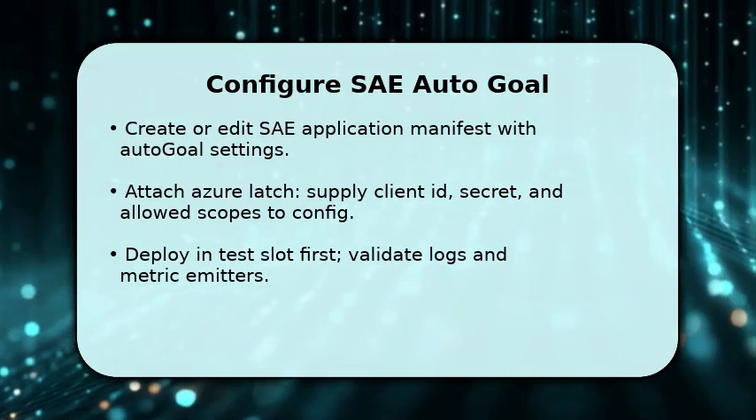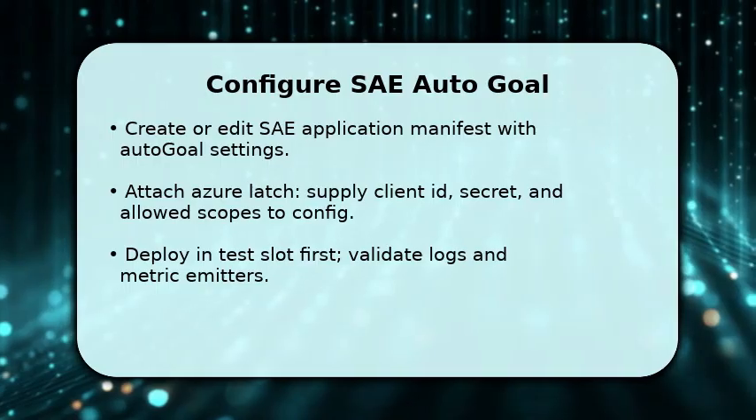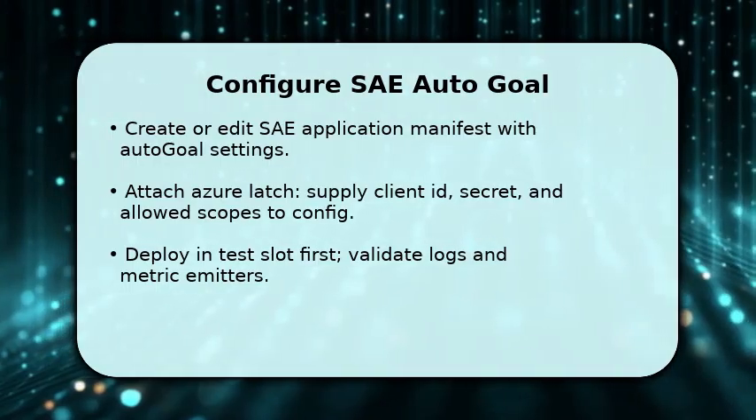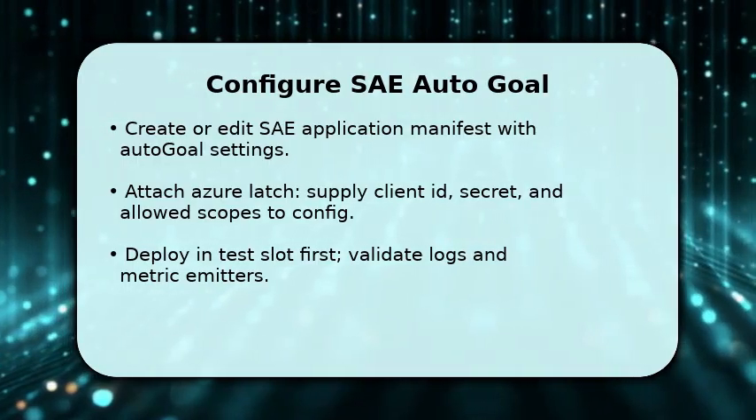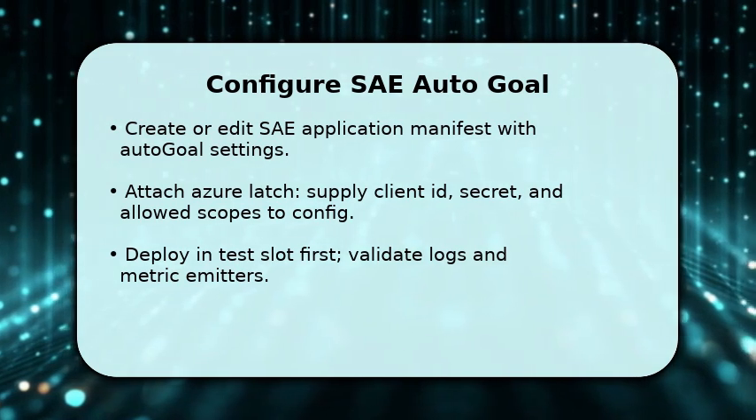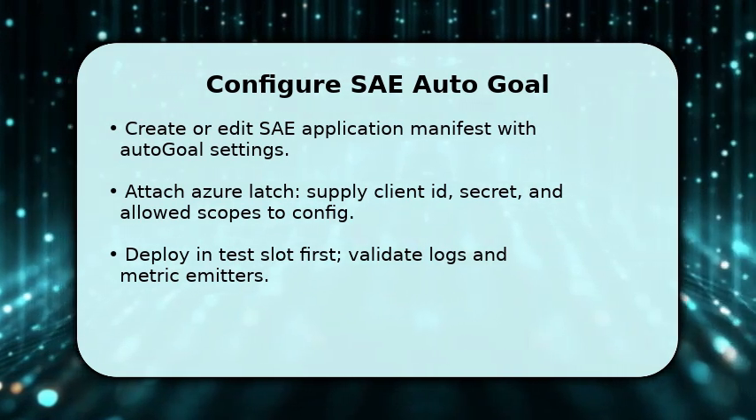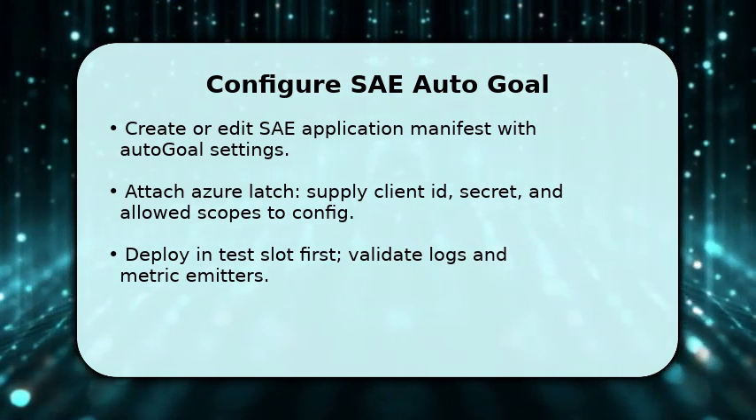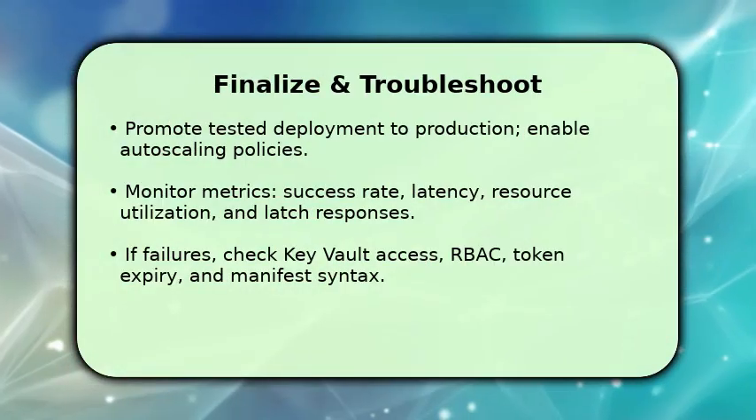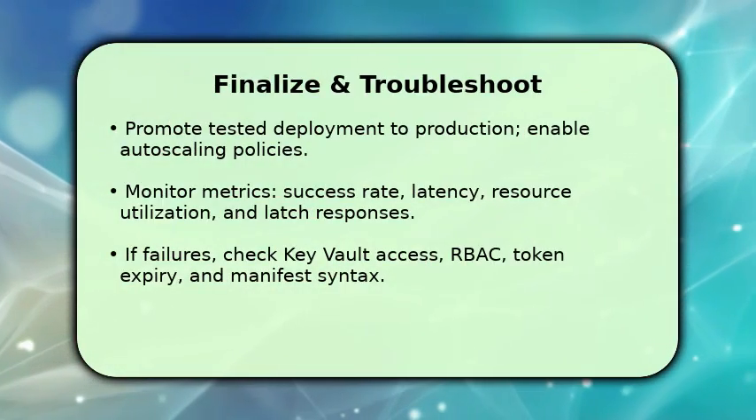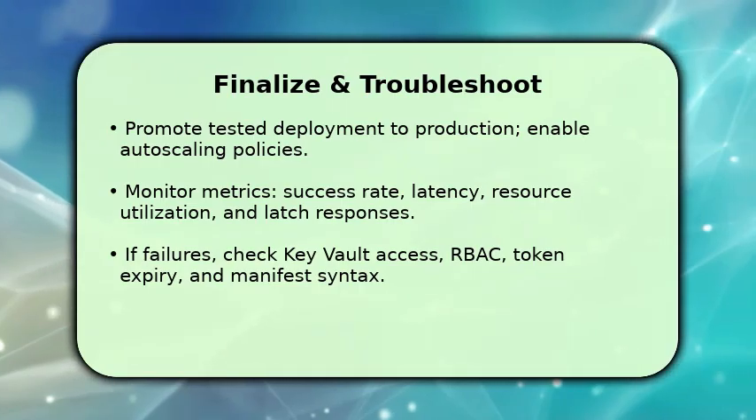Deploy to a test slot, monitor logs and emitted metrics, and iterate on thresholds. Doing this ensures the auto goal executes under controlled conditions and helps you tune behavior before production. You finish by promoting the validated deployment and enabling auto-scaling and retention policies so the SAE auto goal runs continuously.